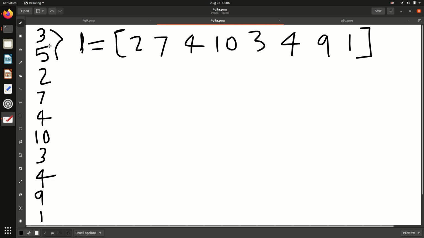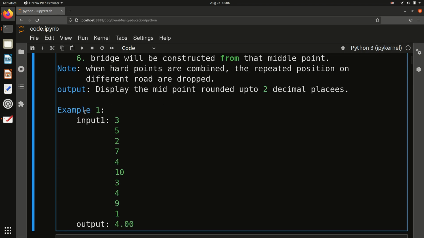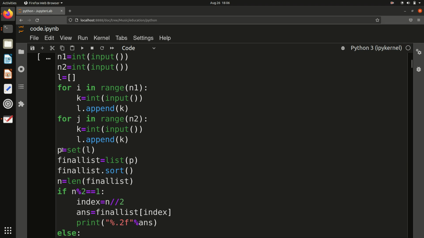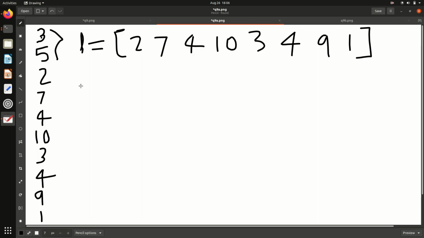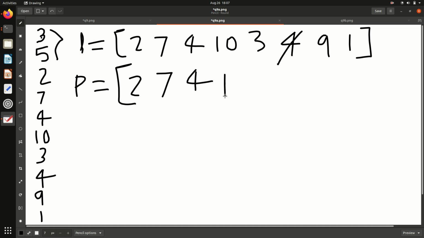So once we convert it into a set, let me store it in P. So what will it be? Is there any repetition? Yes, 4 is there, so it will be removed since it is a set. So 2, 7, 4, 10, 3, 9, 1. Now all are unique and we have to find the median of all these points.